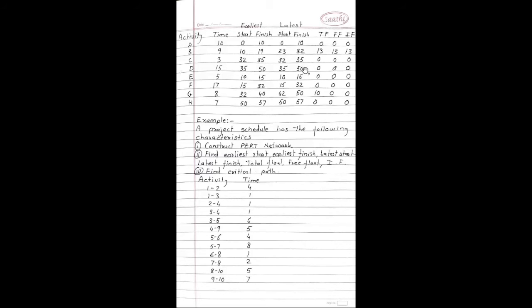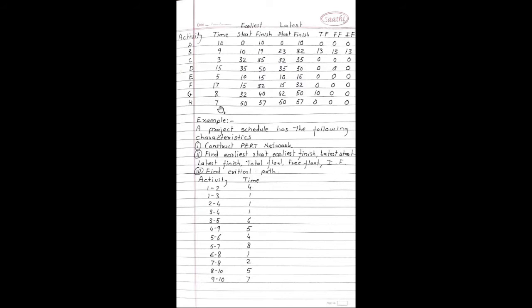Now we will calculate earliest start, earliest finish, latest start, latest finish, total float, free float and independent float for each activity. So activity A duration is 10 days, activity B duration is 9 days, activity C duration is 3 days, for D duration is 15 days, for activity E duration is 5 days, for activity F duration is 17 days, for activity G duration is 8 days, for activity H duration is 7 days.